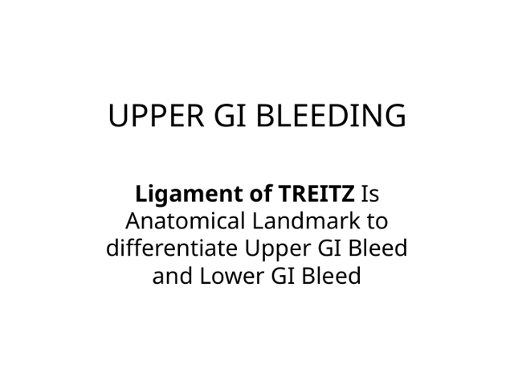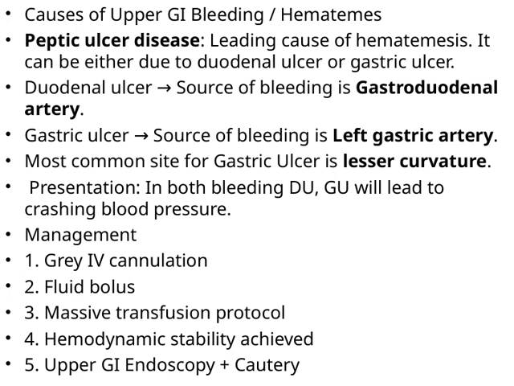Let's get started. Let's take a closer look at the causes of upper GI bleeding, specifically hematemesis. The most common culprit here is peptic ulcer disease. This can be due to either a duodenal ulcer or a gastric ulcer. When we talk about duodenal ulcers, the bleeding usually originates from the gastroduodenal artery. On the other hand, gastric ulcers tend to bleed from the left gastric artery, with the most common site being the lesser curvature of the stomach.